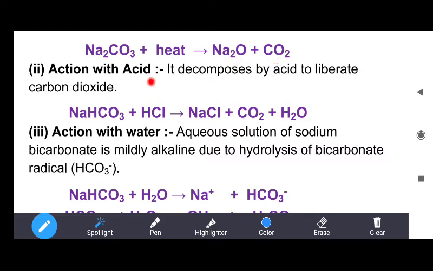Next, action with acids. It decomposes by acids to liberate carbon dioxide. When it reacts with acids like HCl, hydrochloric acid, then the chlorine of hydrochloric acid reacts with sodium to form NaCl. Again, CO2 gas evolved from CO3 and the remaining oxygen combined with this hydrogen and this hydrogen to form H2O.